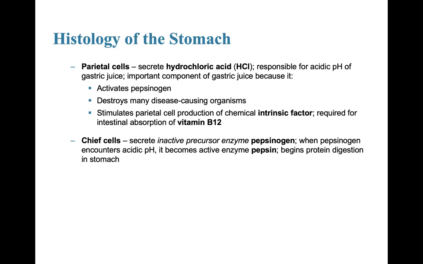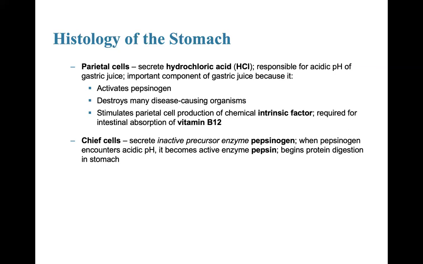This is responsible for the acidic pH of the gastric juice. And it's an important component of gastric juice just because gastric juice will activate pepsinogen, which will start the breakdown of proteins. It will destroy many disease-causing organisms. Realistically, a lot of things that you ingest will just die off because of the gastric secretions, the acidity of those gastric secretions. And it will also stimulate the parietal cell production of the chemical intrinsic factor. And this is required if you want to absorb any B12.